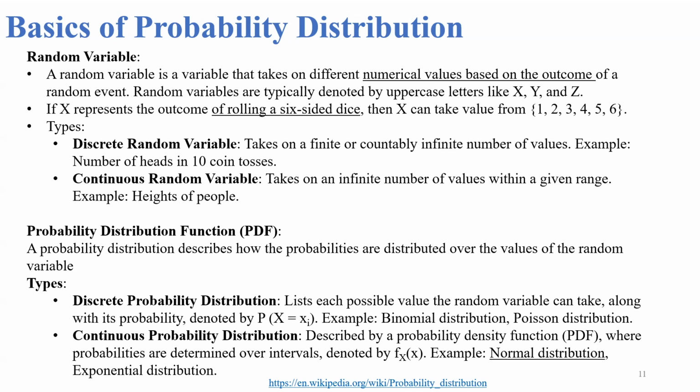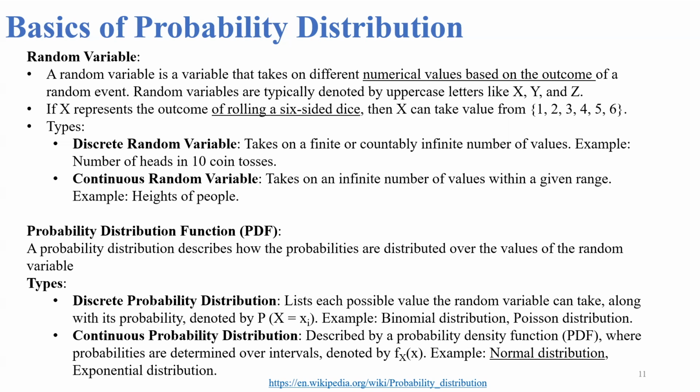Now, this random variable could be discrete or continuous. For example, this example of rolling a dice is a discrete outcome, where it takes on a finite or countably infinite number of values, for example, the number of heads in 10 coin tosses. A continuous random variable, which is usually used more often, takes on an infinite number of values within a given range, such as heights of people.